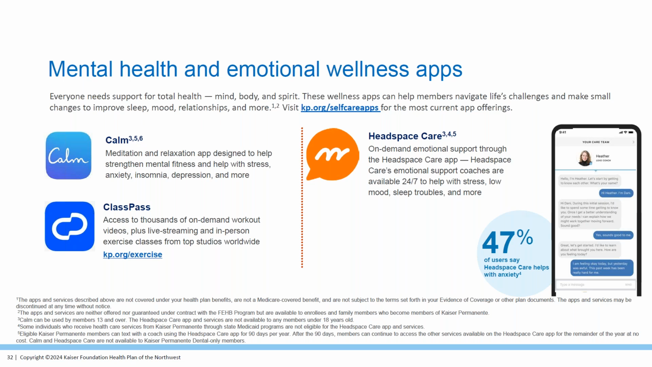And, you know, this app offers something for everyone, such as guided meditations, tales, music, and Calm masterclasses taught by renowned experts and celebrities. And then we also have Headspace Care, which is text-based, and you have access to on-demand emotional support coaching. You can text with a coach anytime, anywhere for one-on-one support, and you can use this app for 90 days a year at no additional cost. And then ClassPass, our members can have access to over 4,000 on-demand fitness classes online, including cardio, strength training, and yoga. And then you can also get reduced rates on live streams and in-person fitness classes.